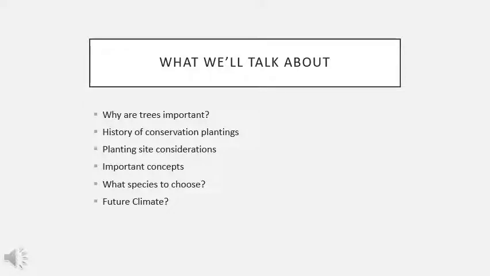And then characteristics of a planting site, which is fundamental to the success of any tree growth. And then some of the important concepts that should be considered before planting. Also, the basis of what species to choose. I'm not going to give you species to choose, but sort of some of the framework you need to consider in order to select tree species if that is what is being accomplished. And then some of the potential future climate challenges that we may or should expect to see in the future.